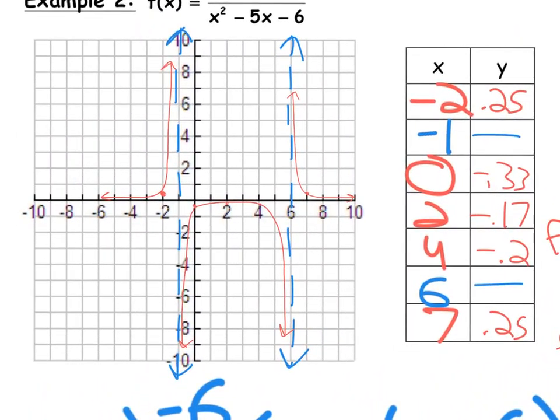Pick some x values from each of those regions. Pick one to the left, pick a couple in the middle, pick one to the right. And then what you're really looking for is what are the signs here. These 3 were all negative in the middle, and so that tells me I get this U shape going down. To the left and right I had positive numbers, and so that keeps my L shapes up above the x-axis.